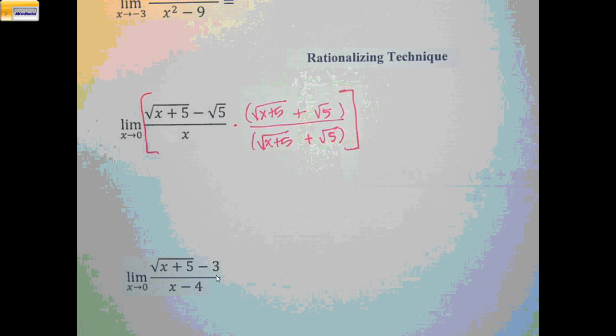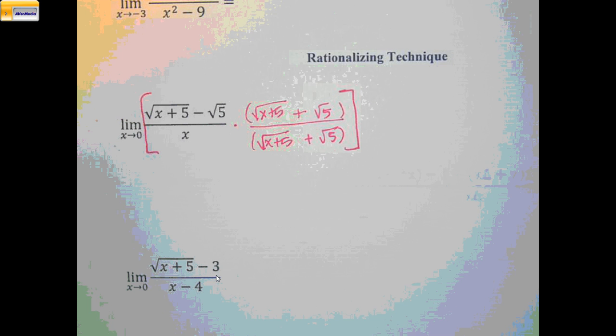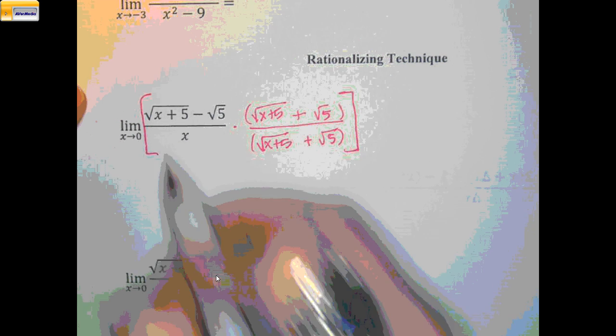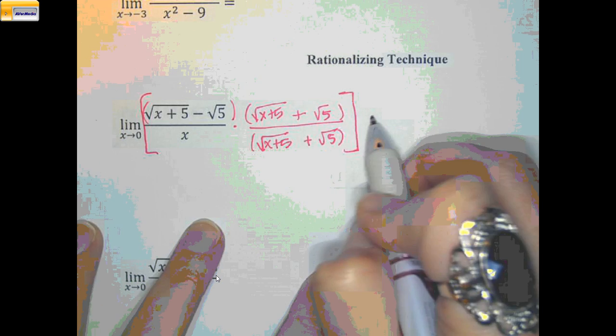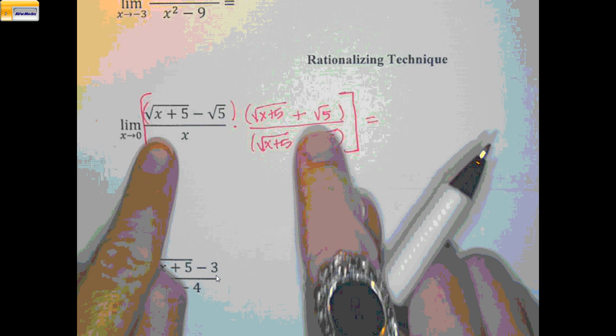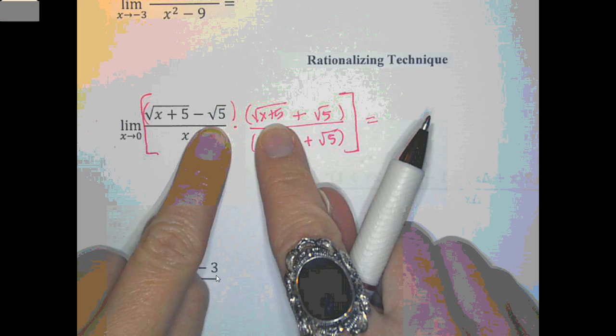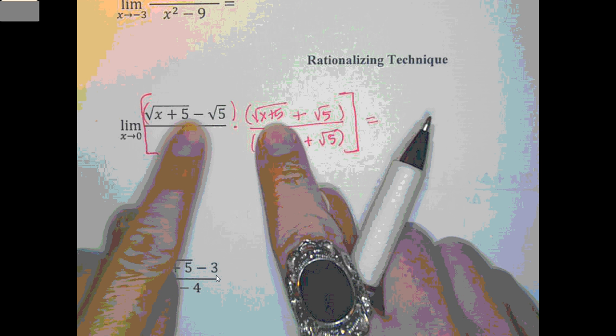The top looks pretty scary. You're going to have to FOIL that. I know, right? But this is the beauty of this. It's actually going to go really fast, and this is why you chose the conjugate, because the outer and the inner terms are going to cancel anyway. So all you're concerned with is squaring the first term and squaring the last term and putting a minus sign between them. Because what we have here is the difference of two perfect squares.